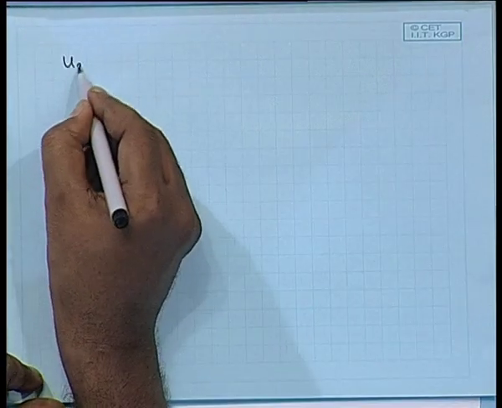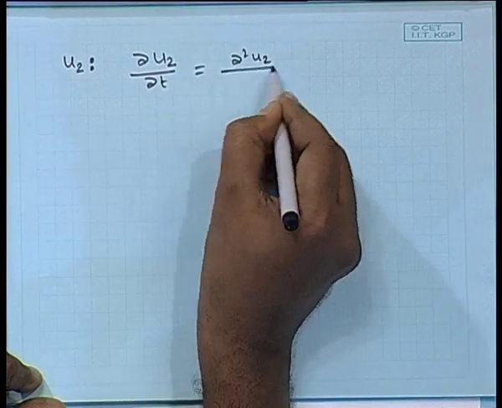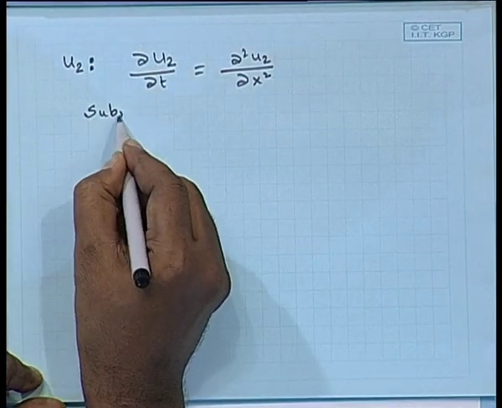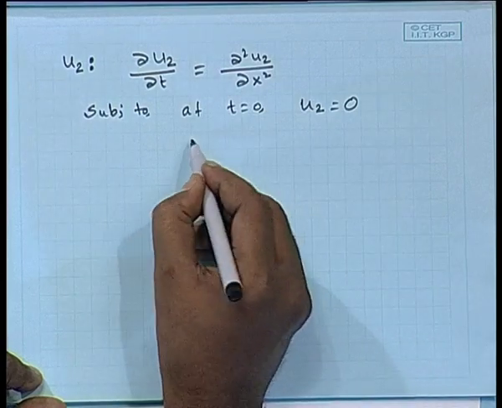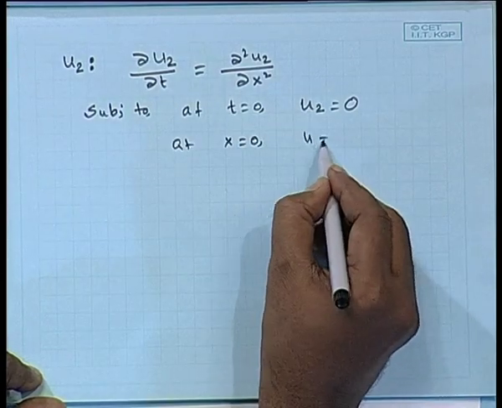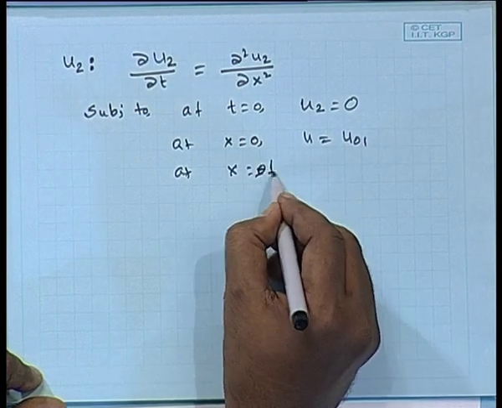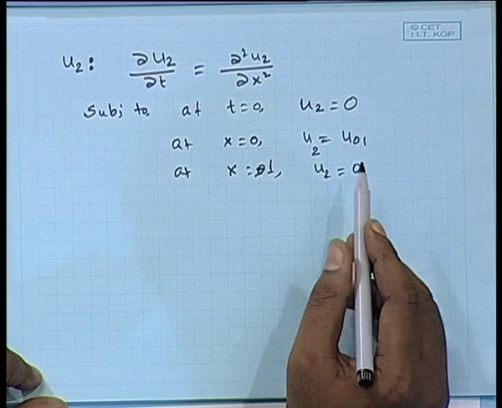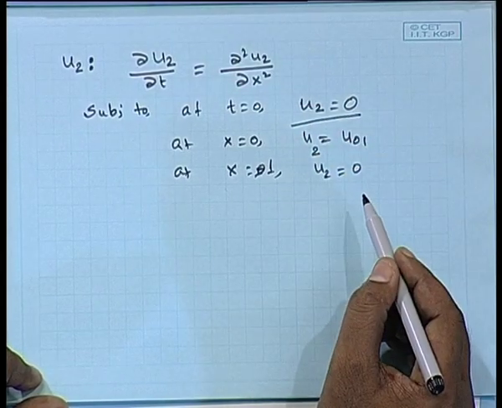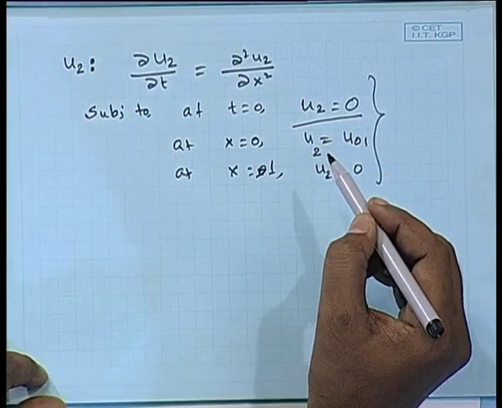Now, the other two parts are very interesting. Let us construct the solution for U2. del U2 del t is equal to del square U2 del x square, subject to, at t equal to 0, your U2 equal to 0, forcing the U2 initial condition to go off. At x equal to 0, you keep that non-homogeneity U is equal to U01 and force the other non-homogeneity to go off. At x equal to 1, U2 is equal to 0. Okay. Now, you are having a zero initial condition and a non-homogeneous boundary condition. So, you cannot apply separation of variable in this system. Okay.